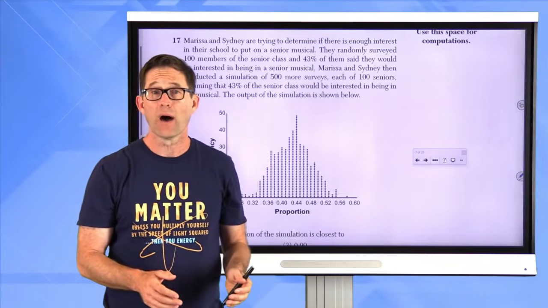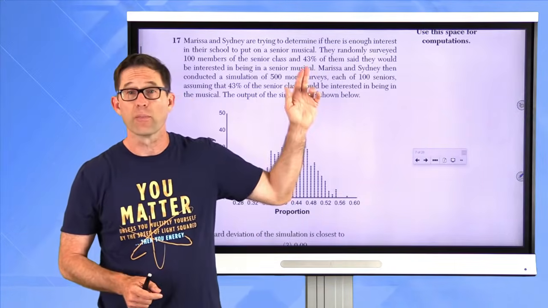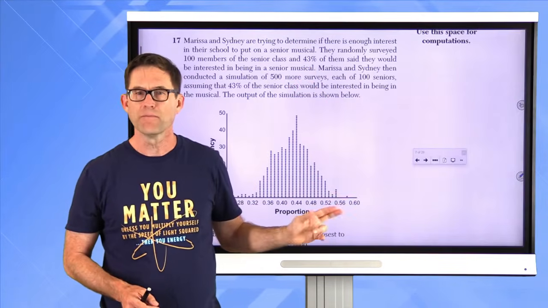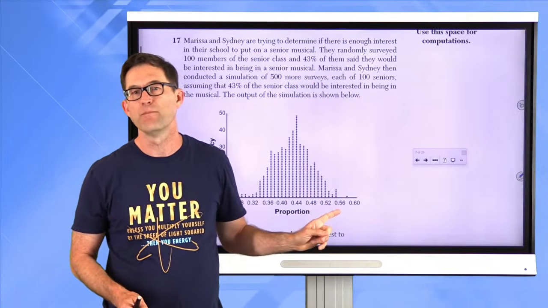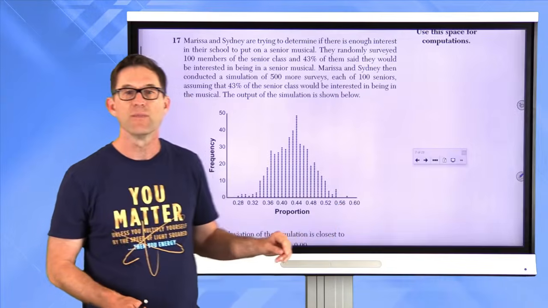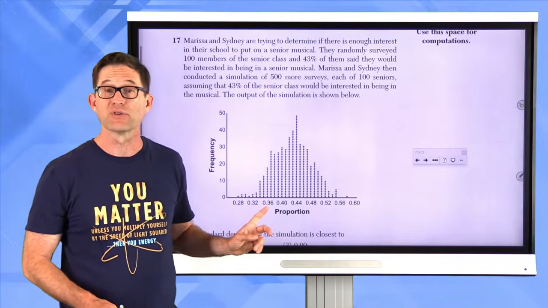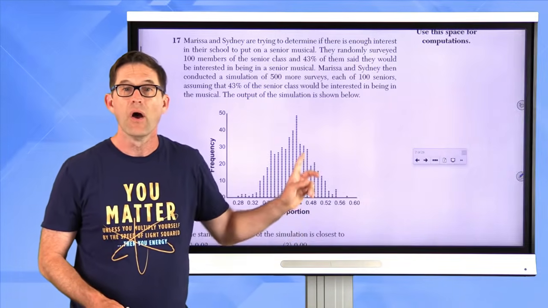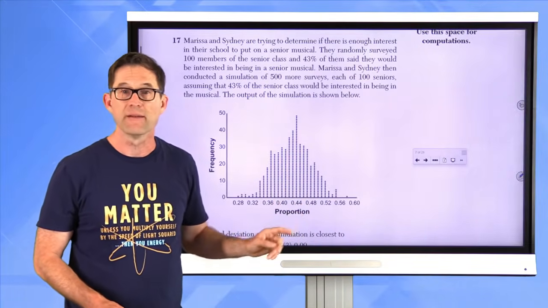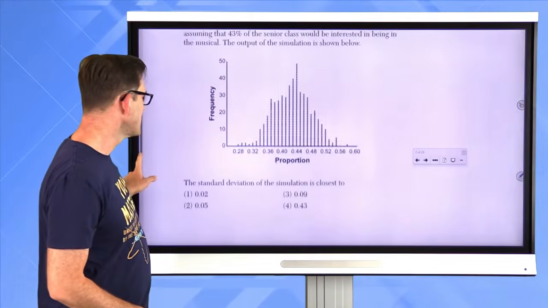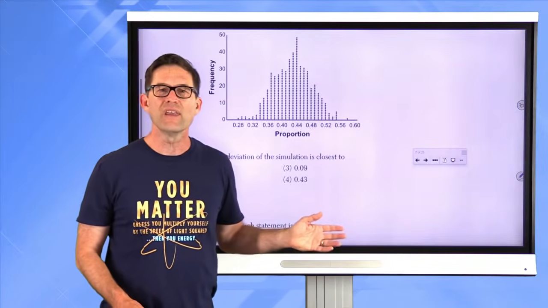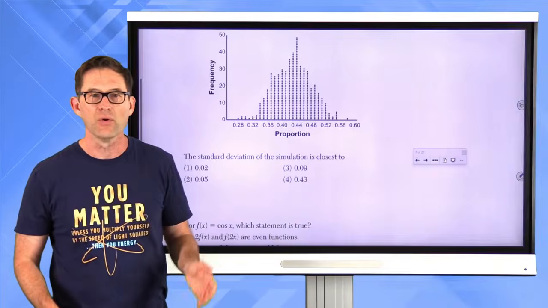Now, most of the time, the proportion will be around 43%, but sometimes it'll be higher. You know, this goes all the way up to about maybe like 56%, right? And sometimes it'll be a little bit lower. It goes as low as 28%, but most of the simulations are right around 43%. So then the question becomes, what is the standard deviation of the simulation closest to?